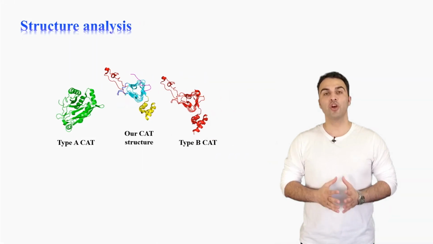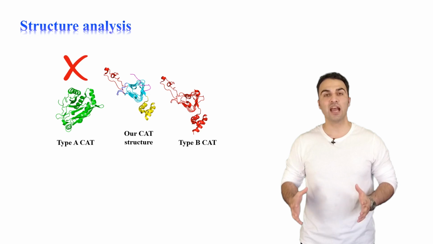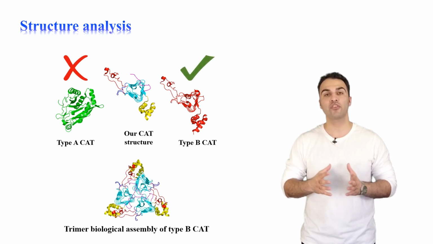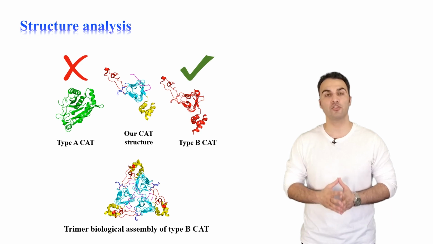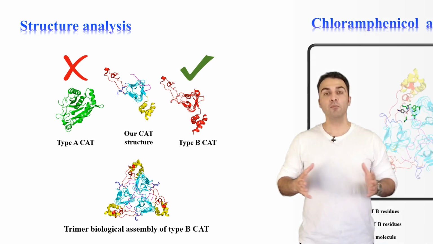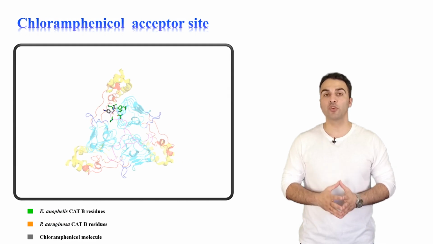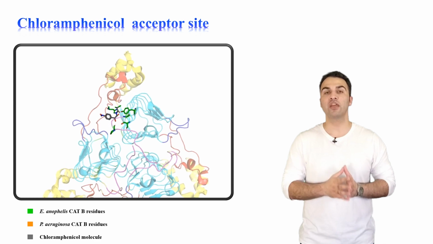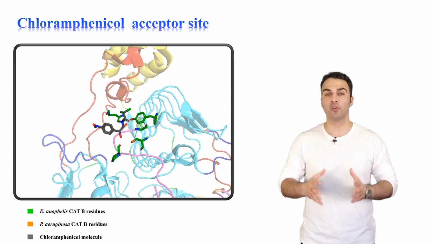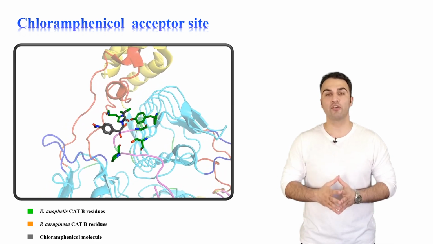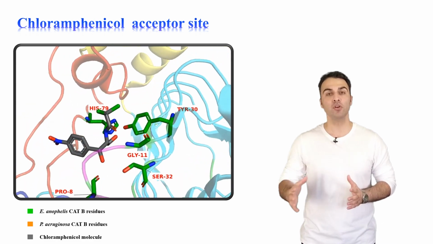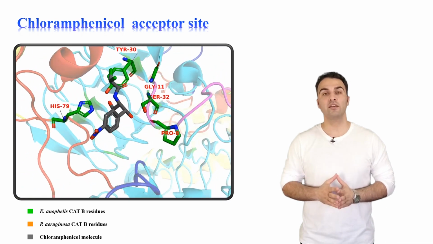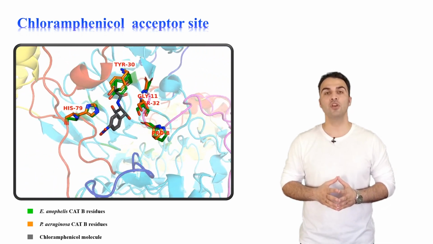Our enzyme structure doesn't resemble that of classical type A CATs, but rather exhibits significant similarity to other previously characterized type B CAT enzymes from Pseudomonas aeruginosa and Vibrio cholerae. Based on the models that we made, the residues that could potentially hydrogen bond with chloramphenicol in the binding site of E. anophelis enzyme structure include proline 8, glycine 11, tyrosine 30, and serine 32 from one monomer and histidine 79 from a second monomer. These residues are all identical in the CAT enzyme from Pseudomonas aeruginosa.